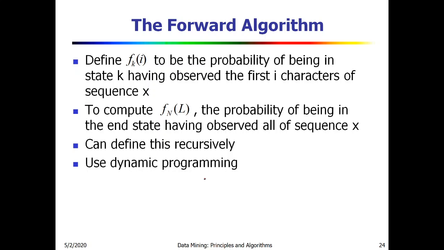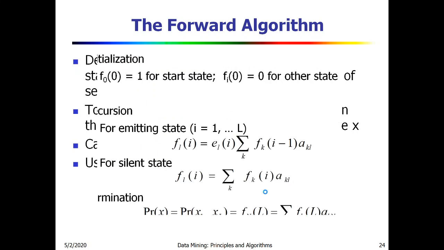So the forward algorithm is defined as follows: define f_k(i) to be the probability of being in the state k having observed the first i characters of sequence x. To compute f_N(L), the probability of being in the end state having observed the whole sequence x, it can be defined recursively using dynamic programming. So once the states, the sequences and the set of all the probabilities are given, we can find the answer using the forward algorithm.